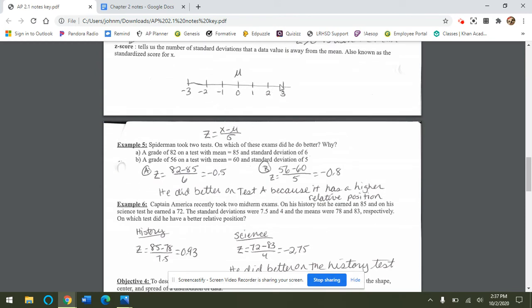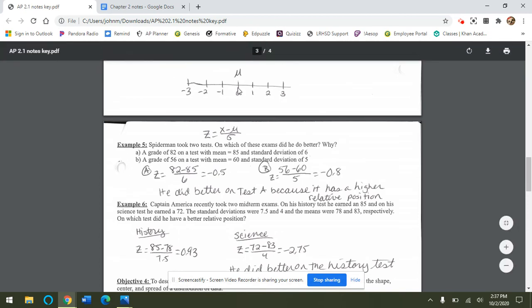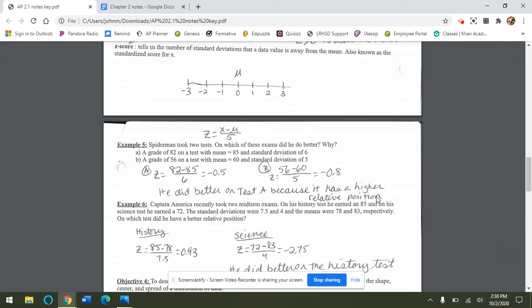So if we come back to this number line concept, if here's the mean, negative 0.5 would be here, negative 0.8 would be here. On a test, the best are located up here. The worst tests are here. So the negative 0.5 is higher on the number line. So test A is the one they did better on because it has a higher relative position or a higher standardized score. Relative to the mean, the negative 0.5 is a better score.